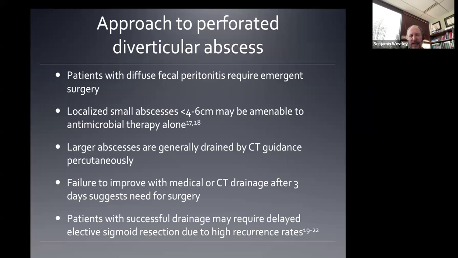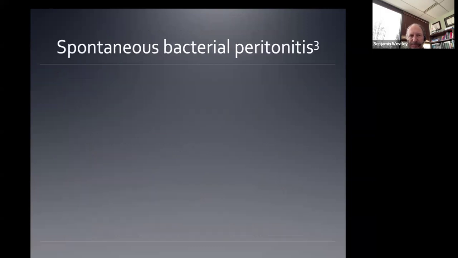However, if you successfully can delay it and patients get better, then the surgery can be delayed. However, many of these patients do go on to a scheduled sigmoid resection because there's a high recurrence rate if surgery is never done, and 6 months or a year later, a patient comes back again with diverticulitis or complicated diverticulitis.